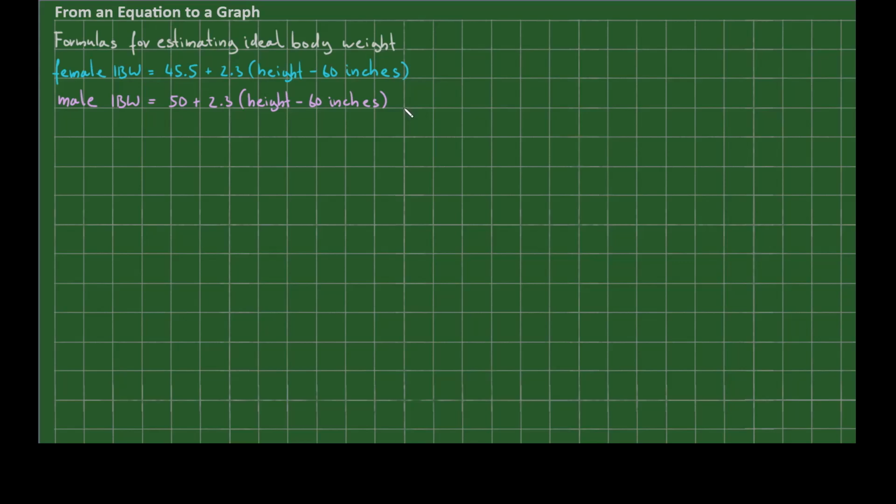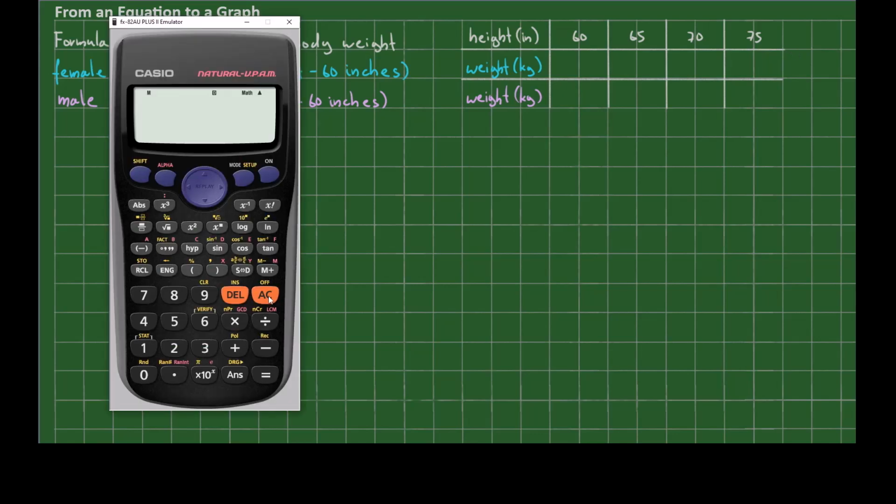As before, to create a graph, I'm going to start by creating a table first. I have picked 4 heights in inches and I'm going to calculate the corresponding weights. Let me deal with the data for adult females first. According to the formula, the ideal body weight is equal to 45.5 plus 2.3 multiplied by height, let's say 60, minus 60. And that will give me 45.5.